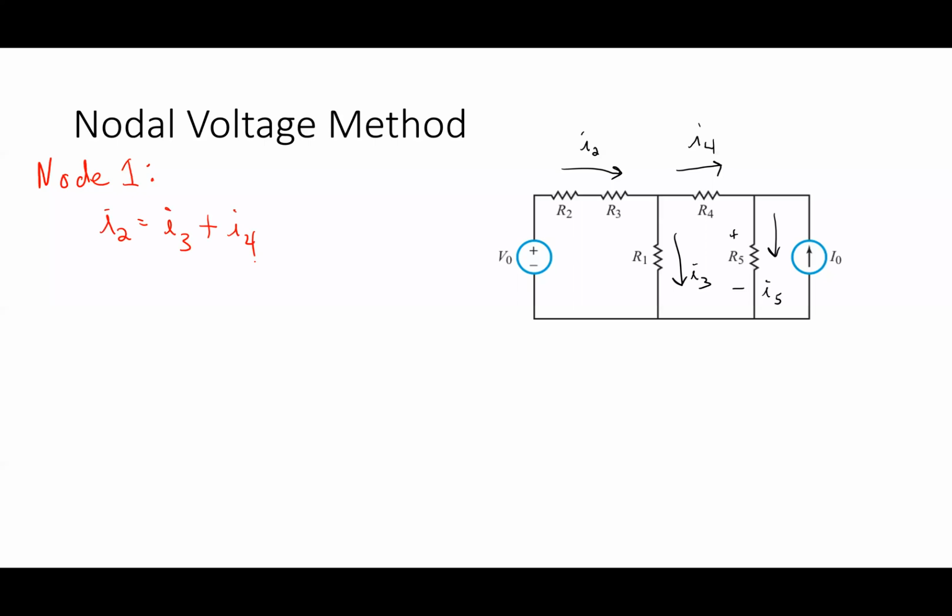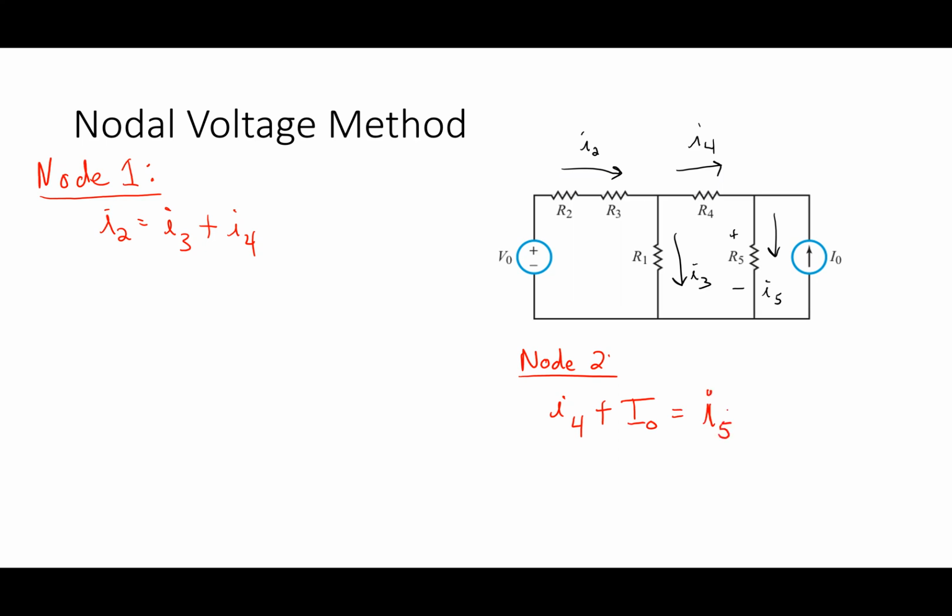All right. And then I can similarly do node 2. Node 2 will be what? How do I do node 2 here? I4 plus I0 equals I5.